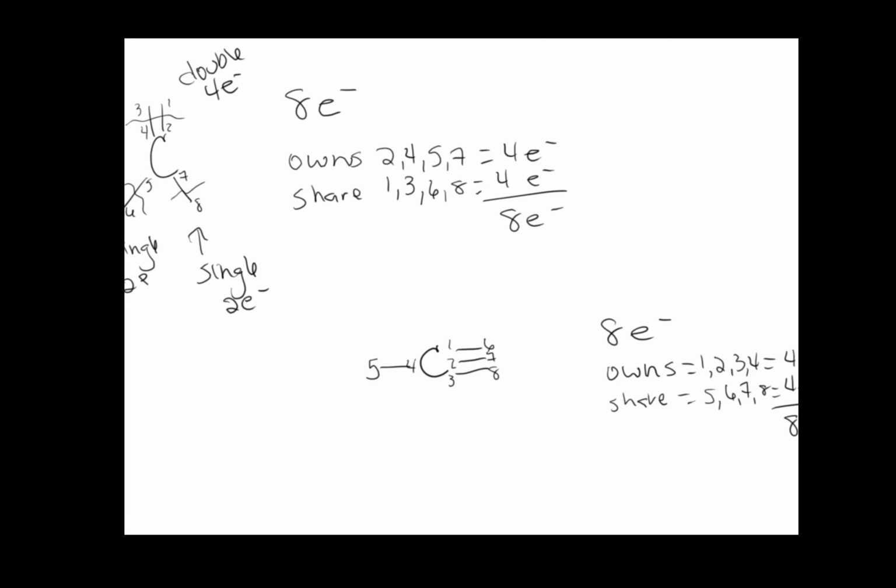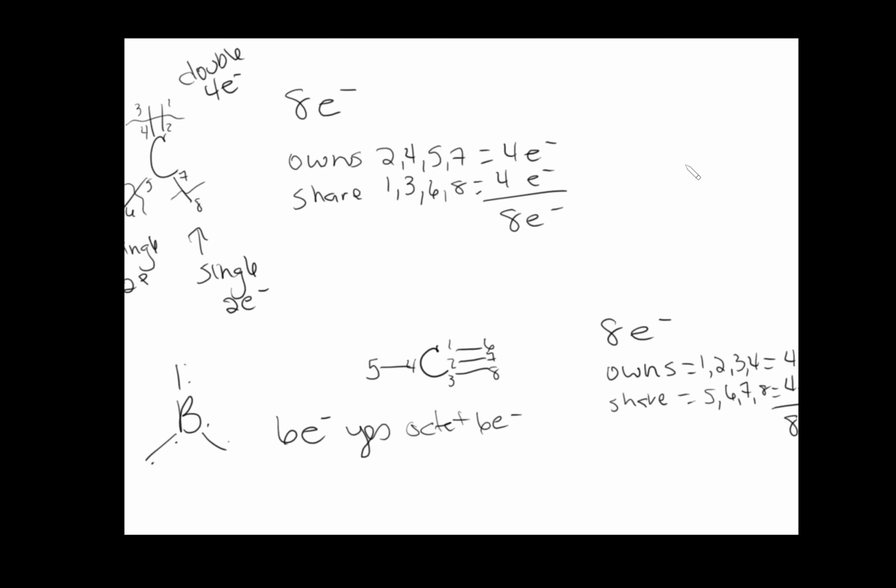All right, let's try another one. Let's try an atom other than carbon. So let's take a look at boron. All right, 1, 2, 3, 4, 5, 6. So there are 6 total electrons around it. Is that correct for boron? And the answer is yes, because its octet is only 6 electrons. So that one is correct.